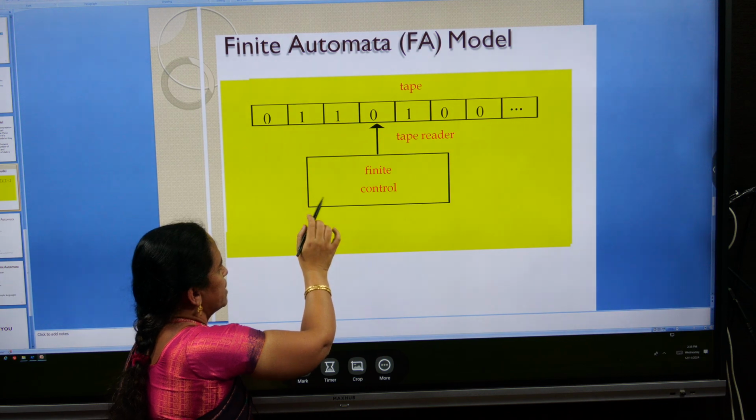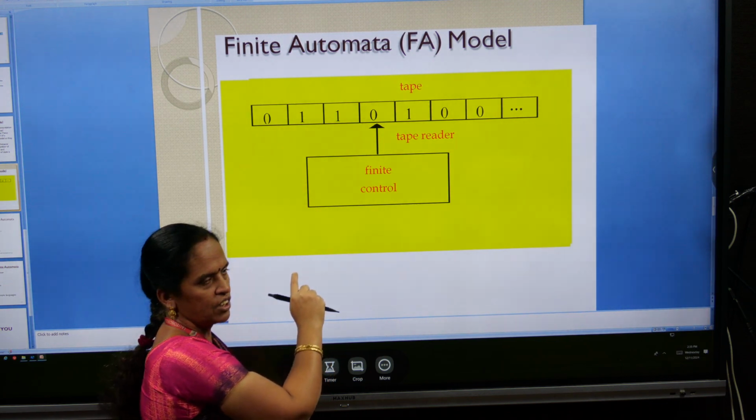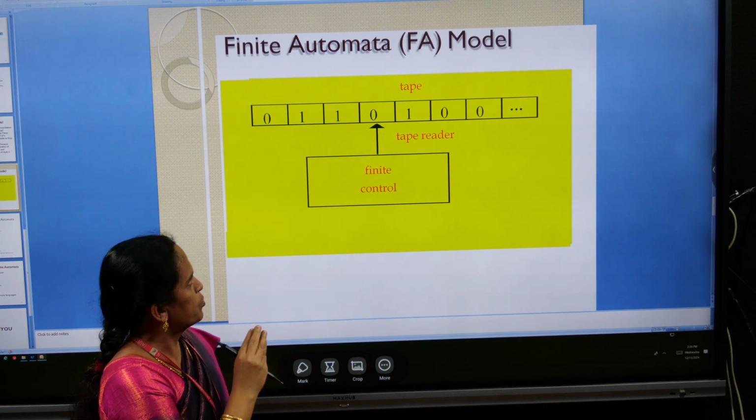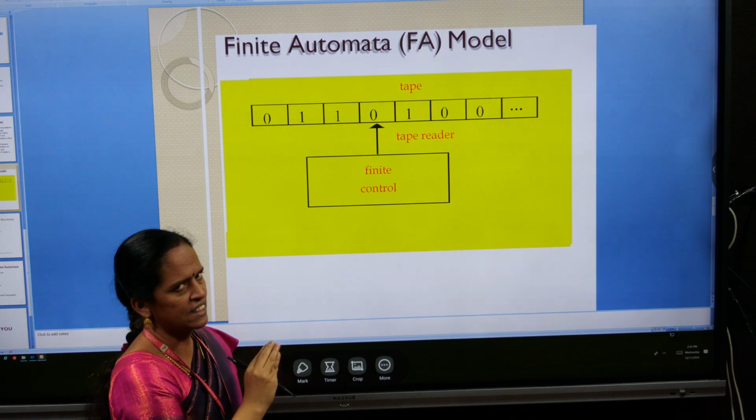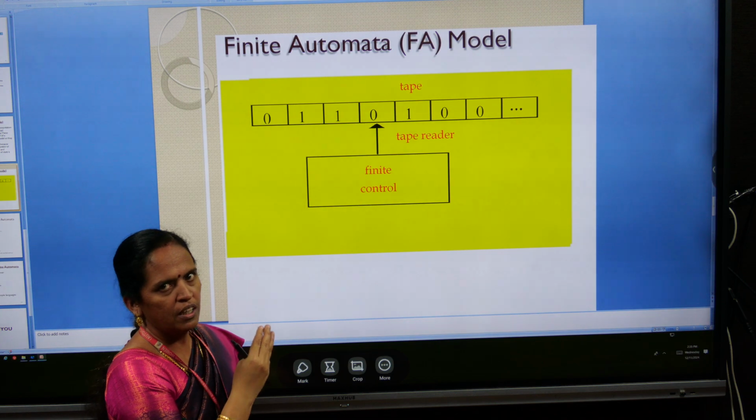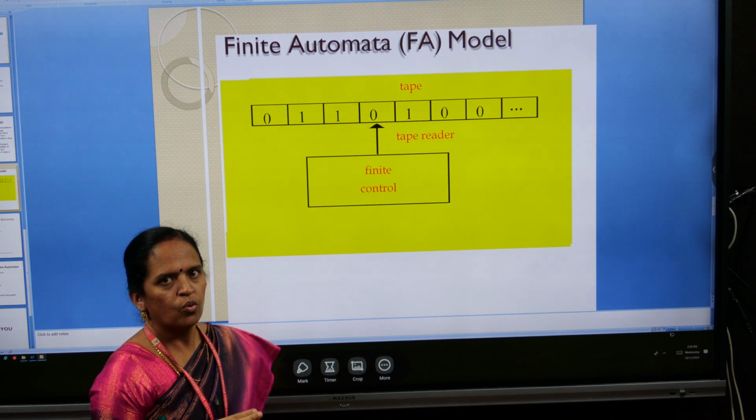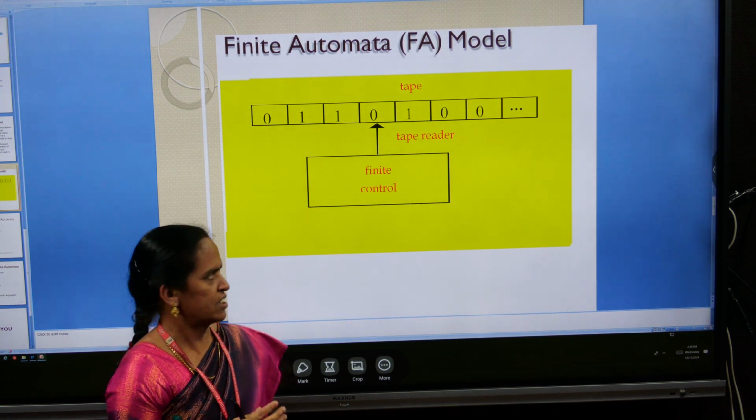Then another component is the finite control. It acts as a CPU. It takes the current state and the current input symbol as input. Based on this current state and current input symbol, it decides what the next state is.